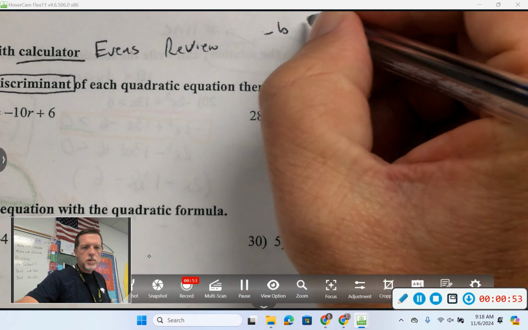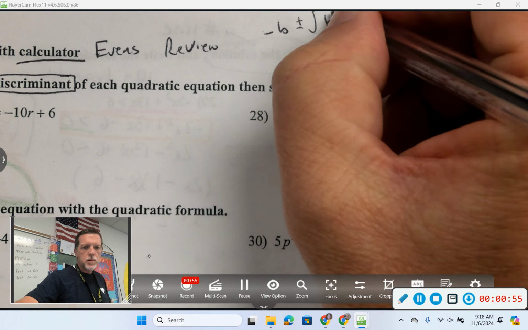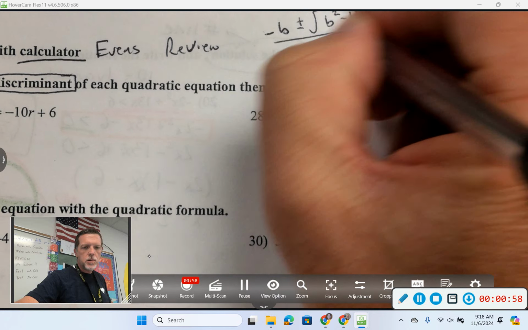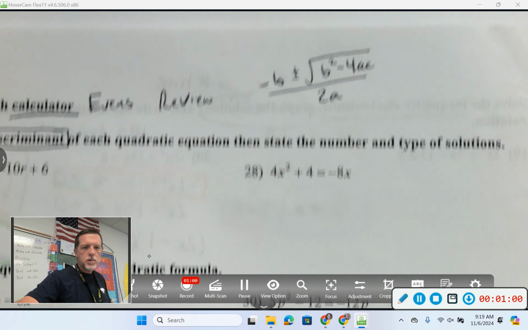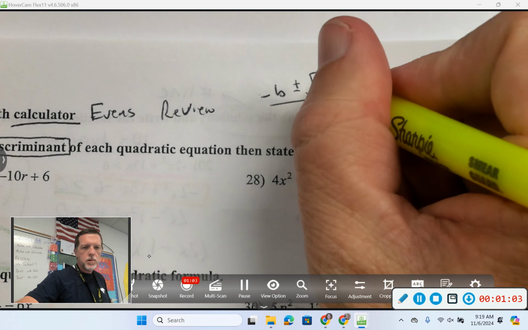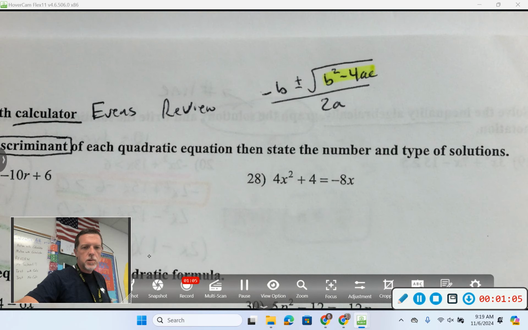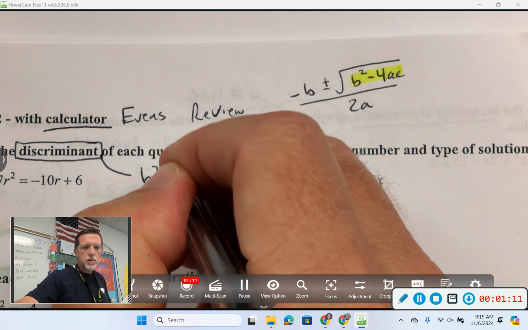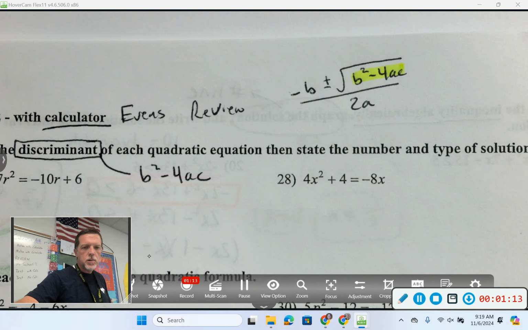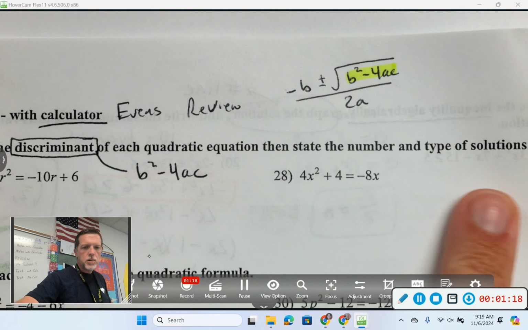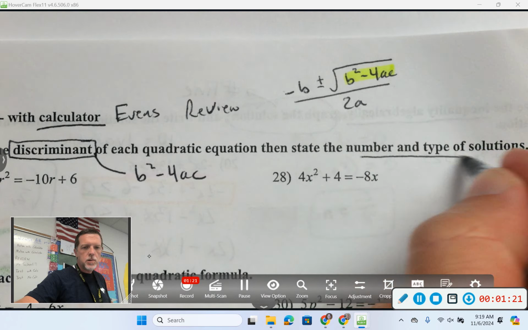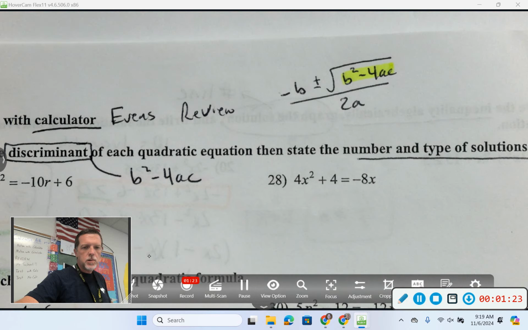So x equals negative b plus or minus the square root of b squared minus 4ac all over 2a. Again, the discriminant is not the radical, but the under the radical part. So b squared minus 4ac is what we're trying to find. And if you memorize it as part of the quadratic formula, then it helps you also know about number and type of solutions because you're taking the square root of the discriminant. So if it's positive, if it's 0, if it's negative, those have different outcomes.